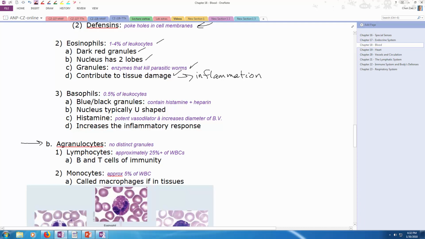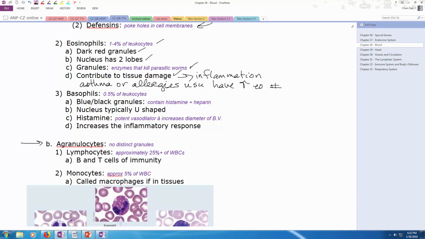There are some people that have too many eosinophils for their own good. And these people usually have asthma or allergies, or both. So it's not uncommon to find somebody who's having poorly controlled asthma or poorly controlled allergies to have a higher than normal eosinophil count.